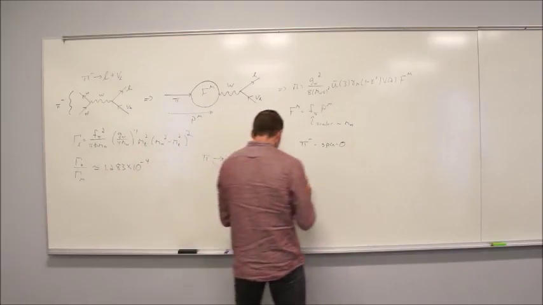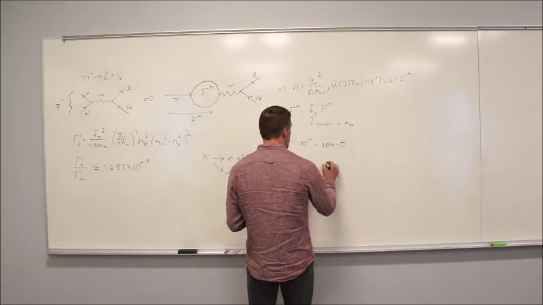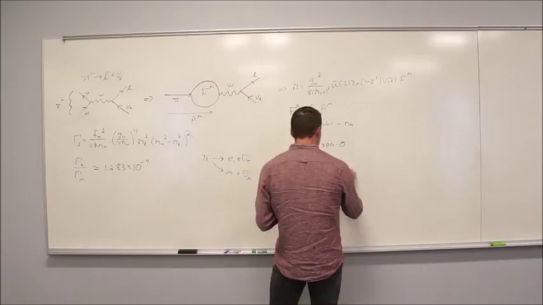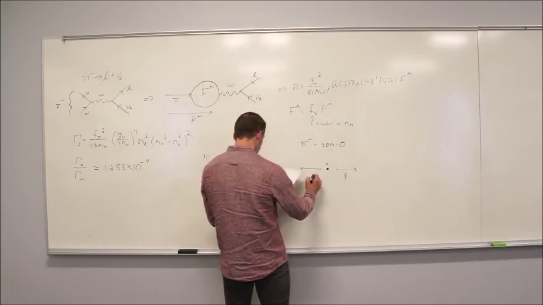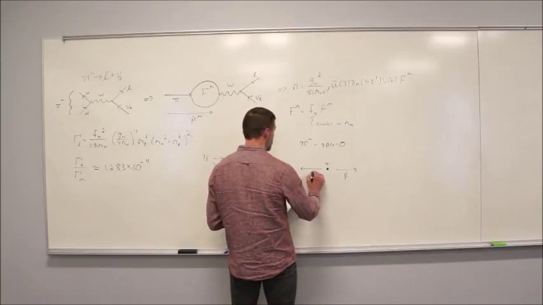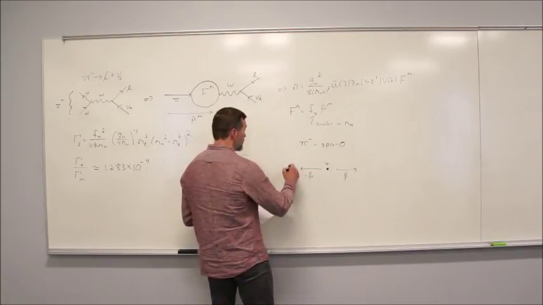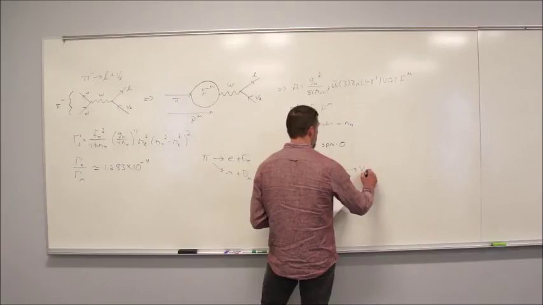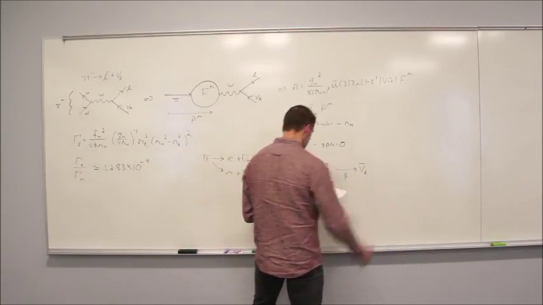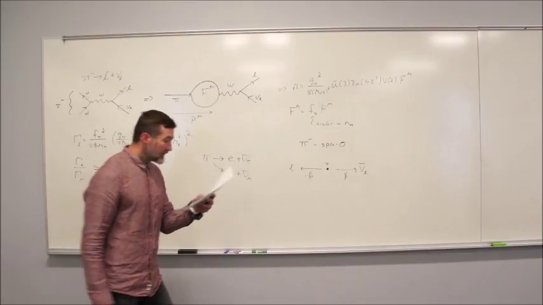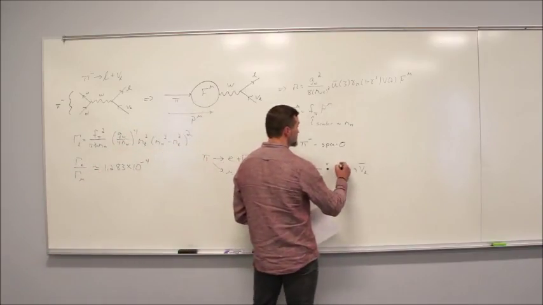Okay? So if I draw the process, if there's my pion and it decays, I'm going to have something shoot out to the right with a momentum p, something shoot out to the left with an equal and opposite momentum. If this is the lepton, and this is the neutrino, the antineutrino, then it turns out that the spin of this has to be to the right.